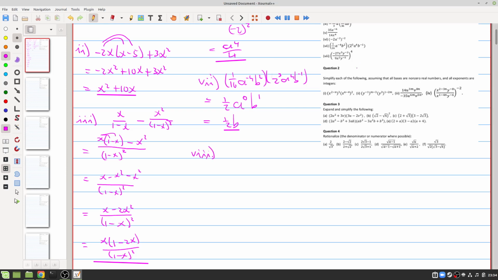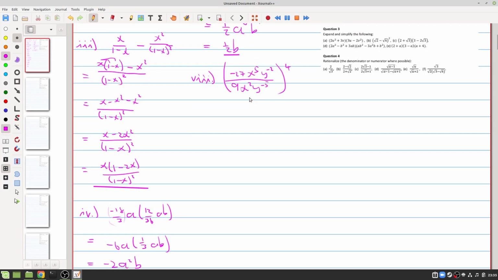Question number 8. Here we've got negative 27, x to the power 5, y to the power negative 2, over 9, x squared, y to the power negative 5, and all of this raised to the power 4. Alright, so again, if you want to, you can first multiply the 4 in as an exponent with everything. What I like to do is simplify first inside the bracket if I can. So I'm going to do that.